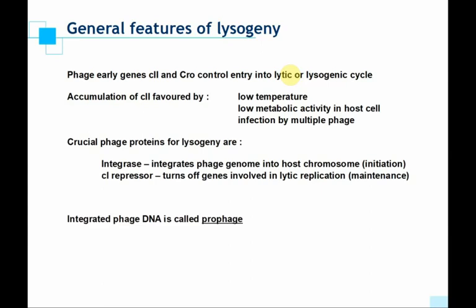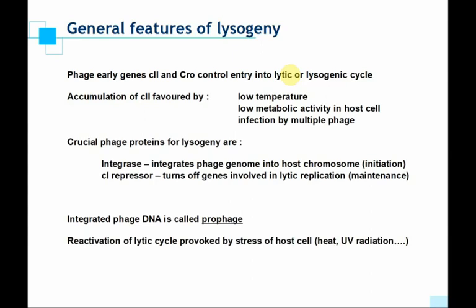Okay, so the integrated DNA is called a prophage, and the lytic cycle can be reactivated if the host cell is stressed. Heat shock, UV radiation, or some antibiotics can reactivate a phage lytic cycle. So a lysogenic phage equals a temperate phage.